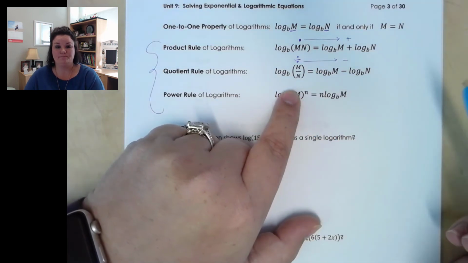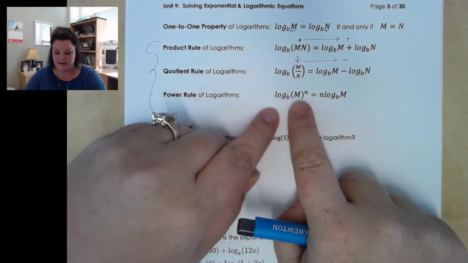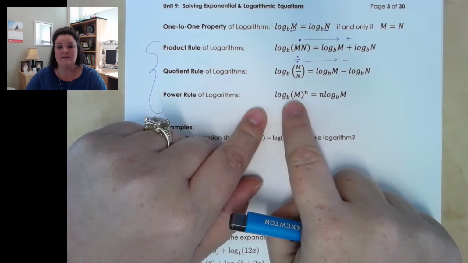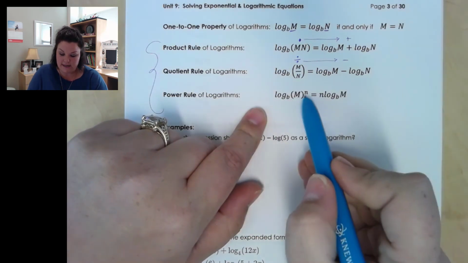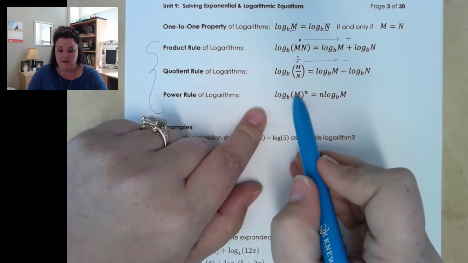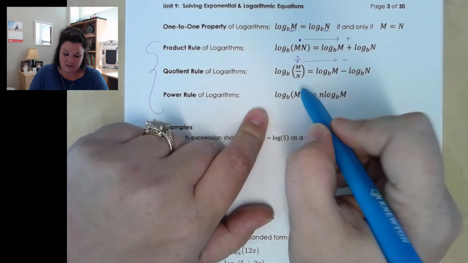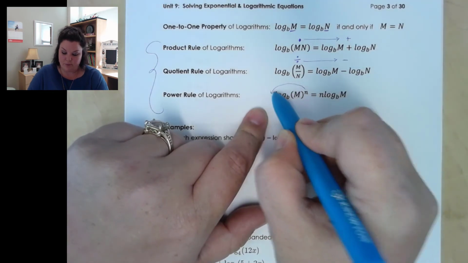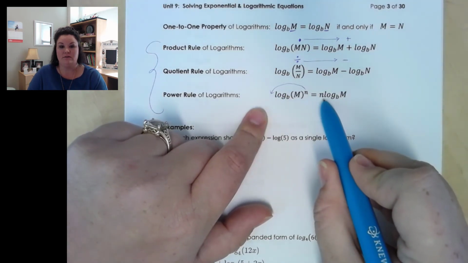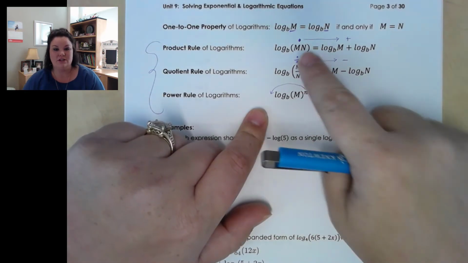All right, and the last rule that we have is that if we have log base b of m to some power, so notice this power is being applied to this entire whatever's inside here, okay? So if this power is applied to the whole inside number, we can actually take this power and bring it down as a coefficient in the front. And the reason that we can do that is because of this multiplication rule.